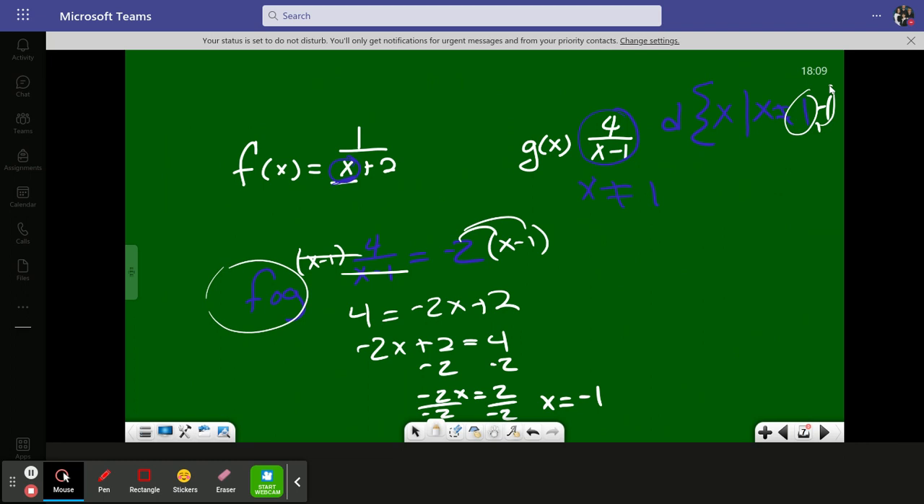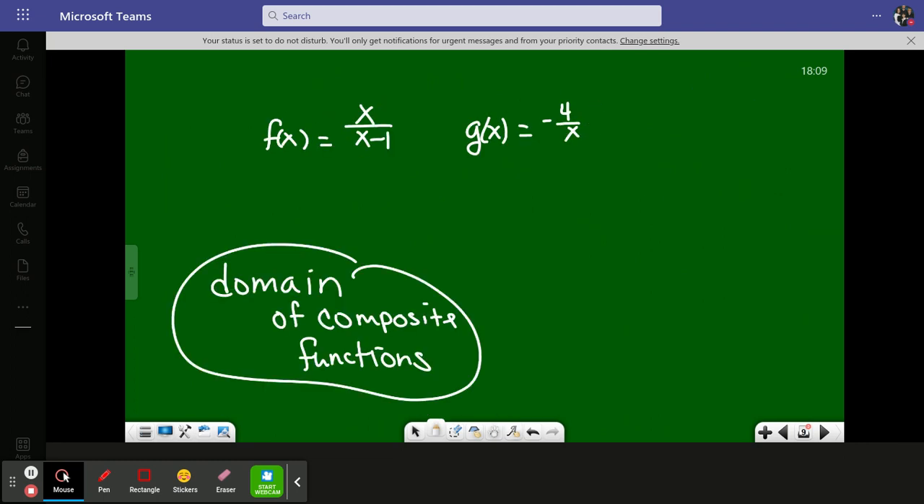All right, let's move on to something easy. If you want to look for some help on the internet, the keywords are domain of composite functions.